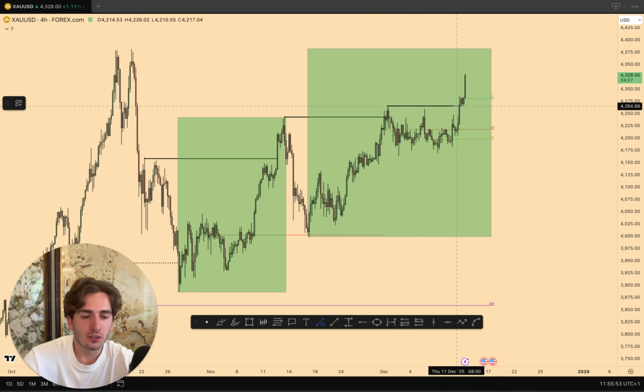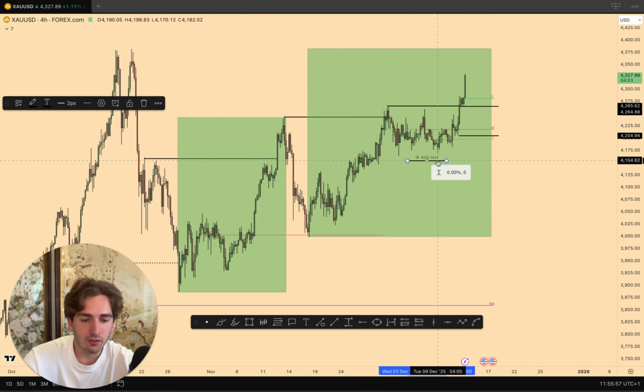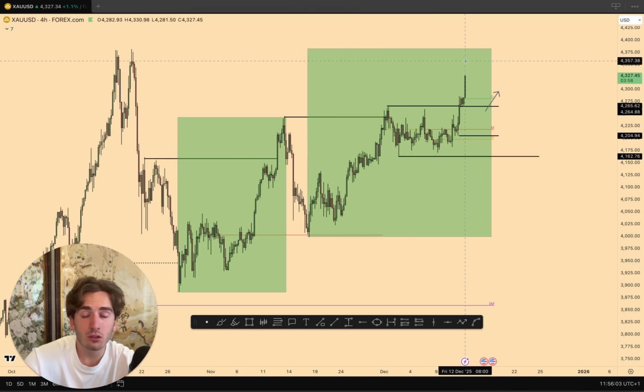What we have now is creating internal bumps in the road here, even this, let's say, range low here. And I'm just looking for longs on any potential pullback. And I expect a new all-time high on gold very, very soon.